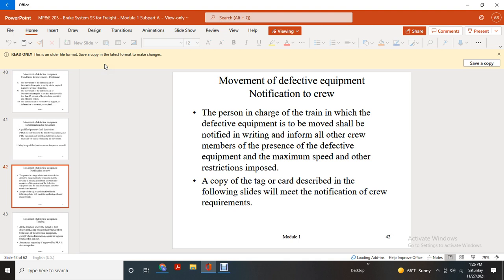Movement of defective equipment: notification of the crew. The person in charge of the train in which the defective equipment is moved shall notify, in writing, all crew members of the presence of the defective equipment and the maximum speed restriction, and provide a copy of the tag with the car. The following slide describes what will meet the notification of the crew requirements.